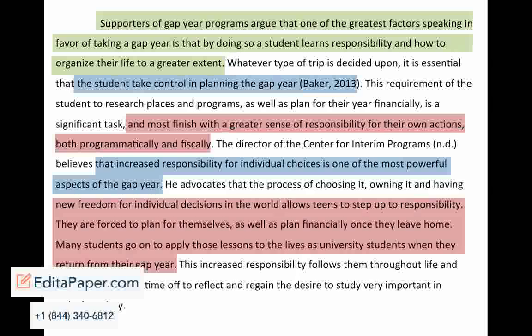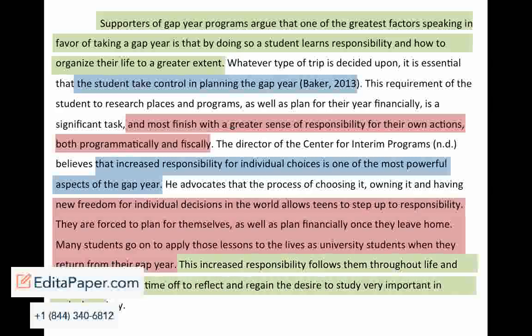And here again, we see that connection, right? So we're talking about increased responsibility for their own choices being the powerful part of the gap year, and it's explained to us, right? So you're forced to plan for yourself, right? Not only what you're going to do every day, but financially. And then when you come back to the university, most students are able to apply that. Okay, so that connection is very important to see why advocates believe that the gap year is a beneficial thing.